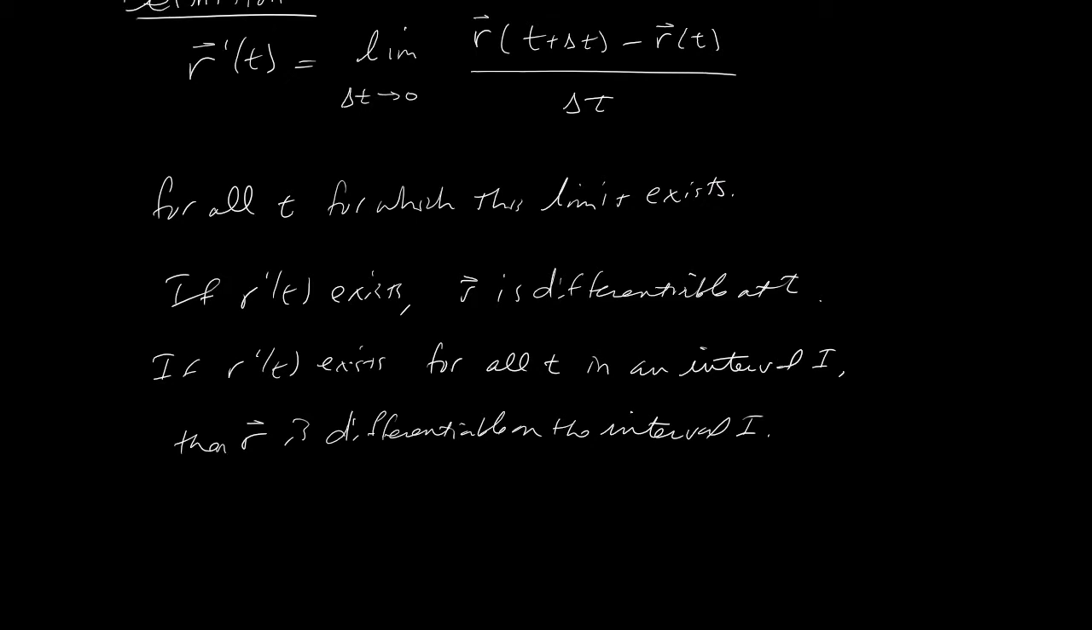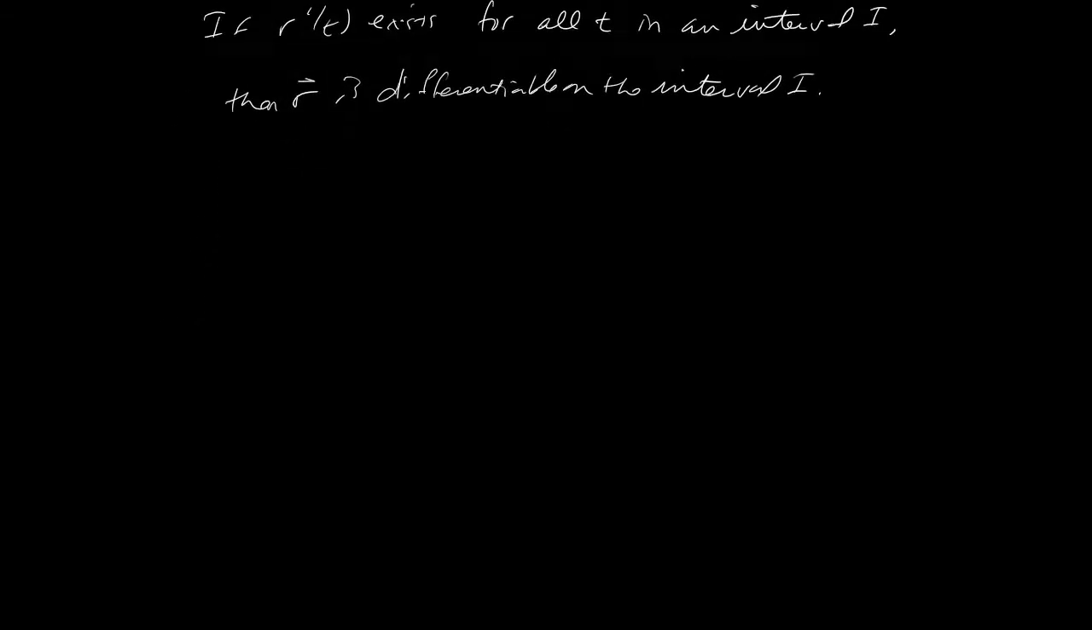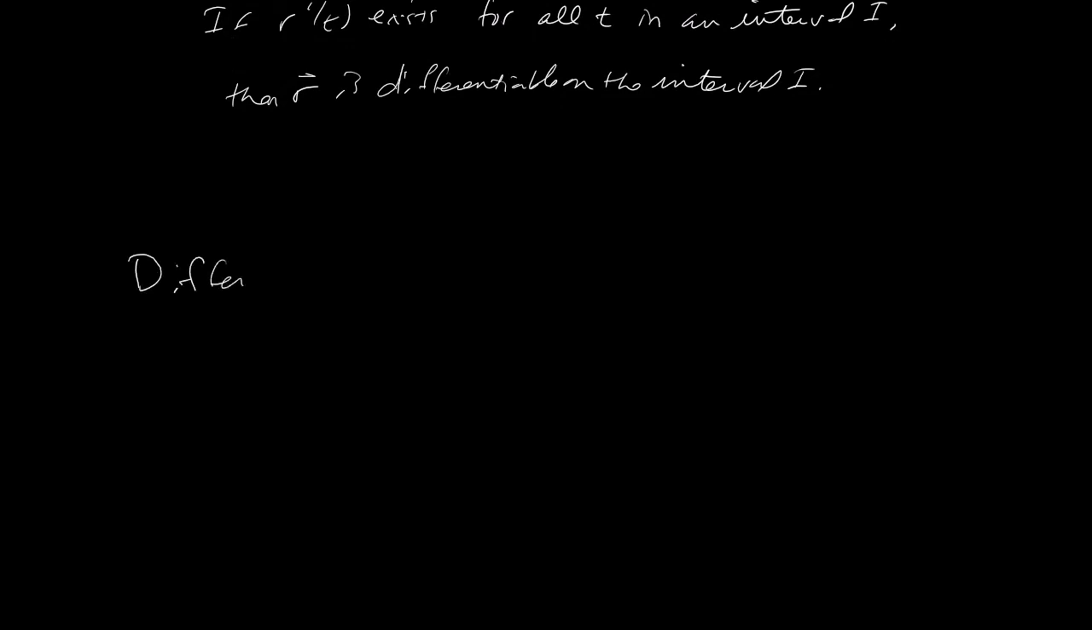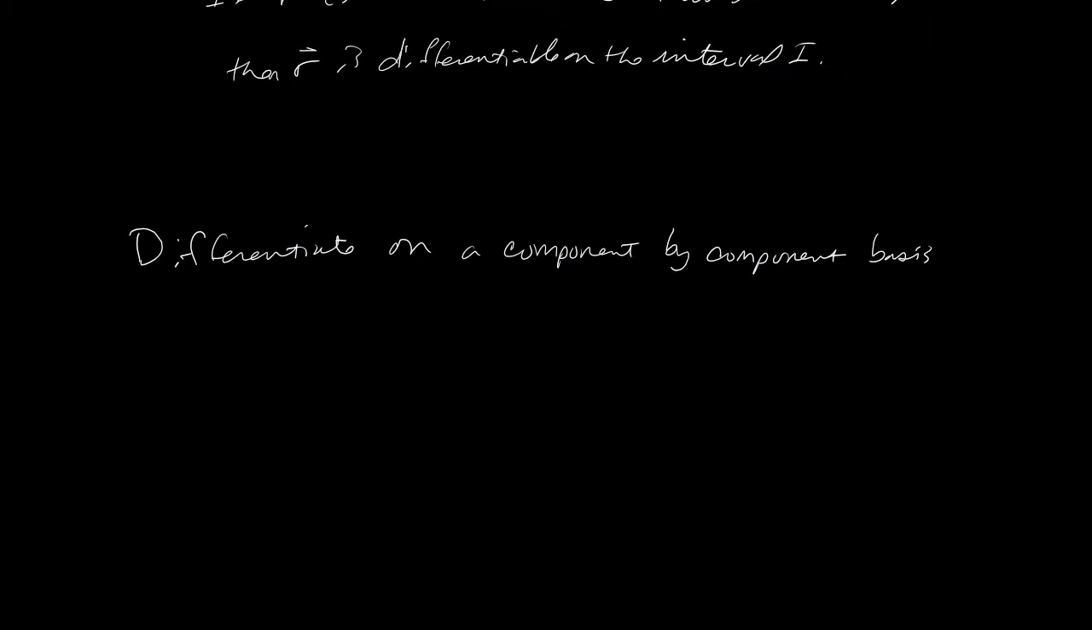Now when we differentiate vector valued functions, we really are differentiating each component function. So it does get differentiated on a component by component basis. And there's a great proof of this in your book, if you want to check that out.